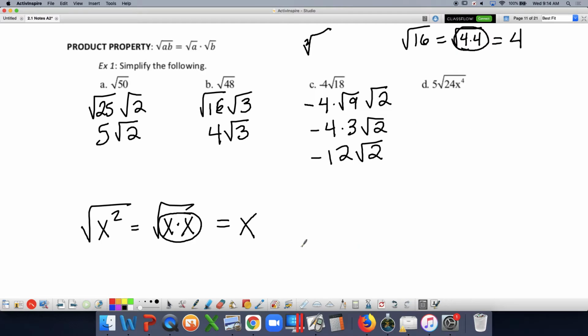So any thoughts on what the square root of x to the 4th would be? X squared. Perfect. So we've already simplified that part. All of that is going to come out of the radical. We will get a lot more practice with this as we go through this unit. But let's go ahead and simplify the square root of 24. We've got to simplify that as well.